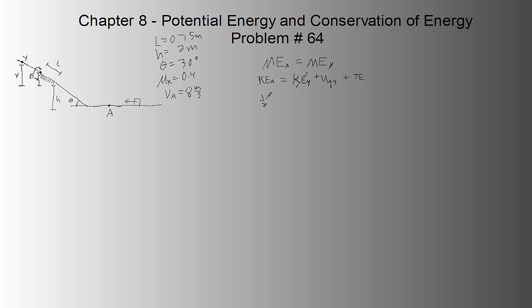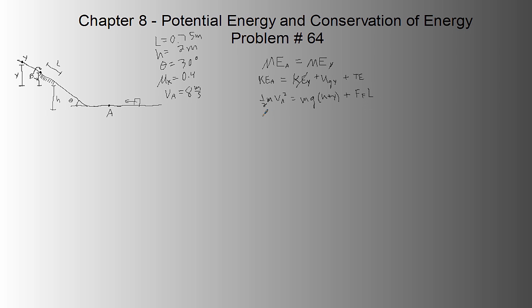So we got 1/2 m v at A squared equals, that's 0, so that's bye-bye, m g, and this height is going to be h plus y. From the ground, it's h plus y to where it stops, plus the thermal energy, which is force of friction times L.